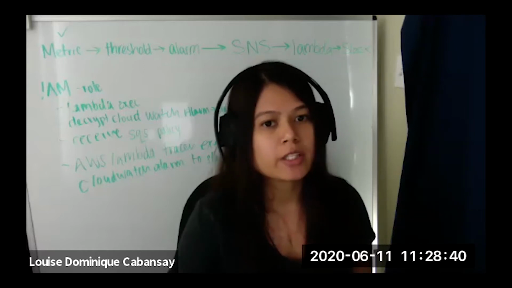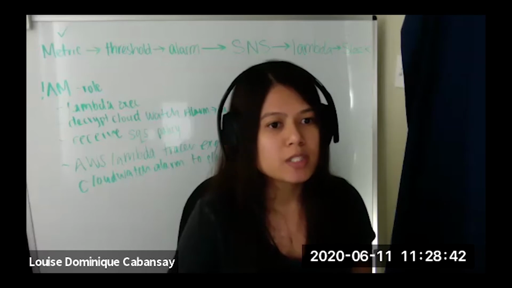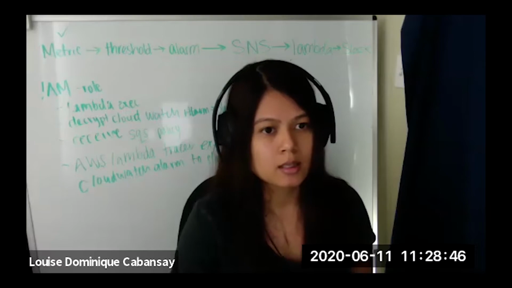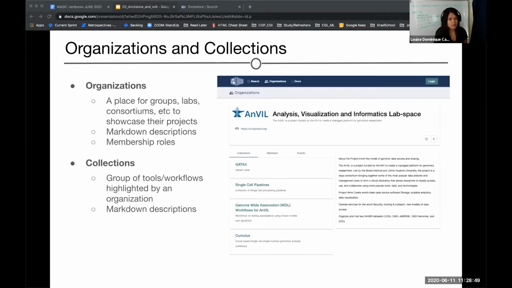For example, a team working together can make a collection of the specific workflows they're using for a project or analysis. This can make sure that all the collaborators or reviewers in that group are using the proper software, proper algorithms, and the versions that they want to use for analysis.